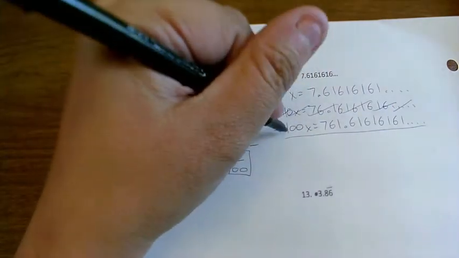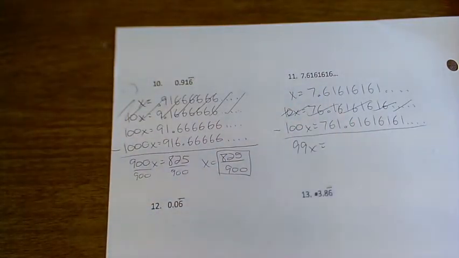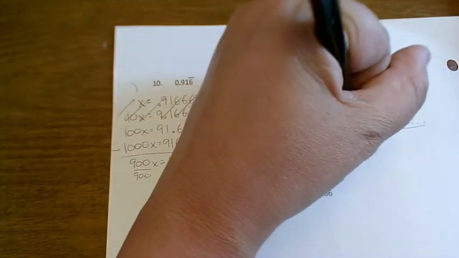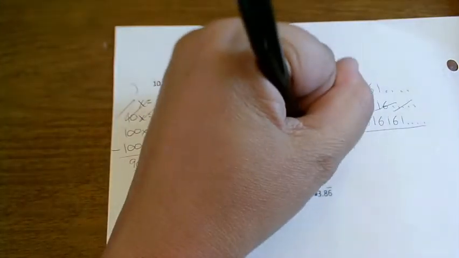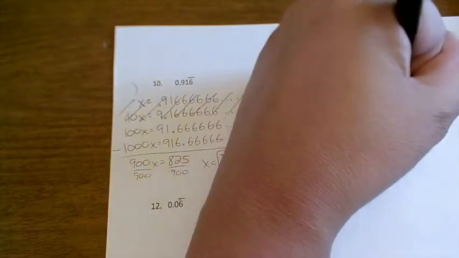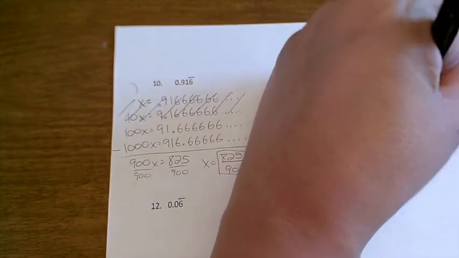So this one, 100x minus x is 99x, and 761 minus 7 is 754. So divide by 99, and this one should be 754 divided by 99.